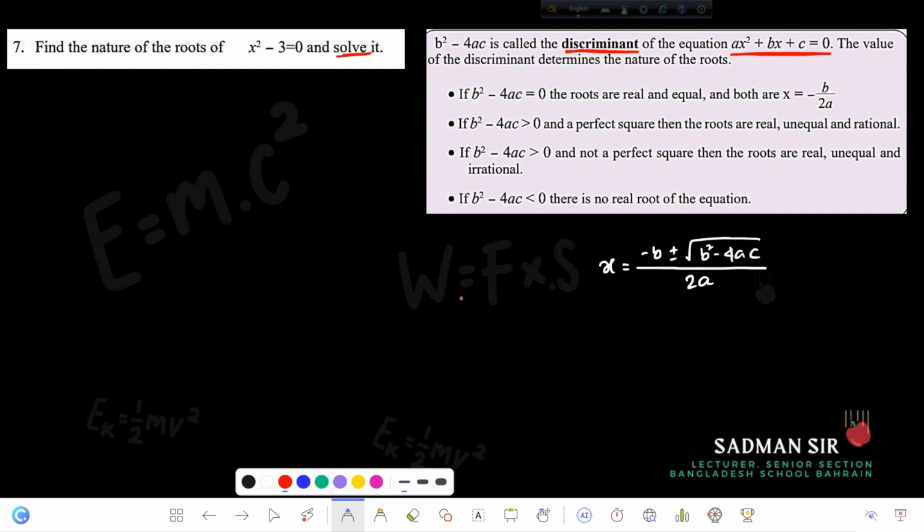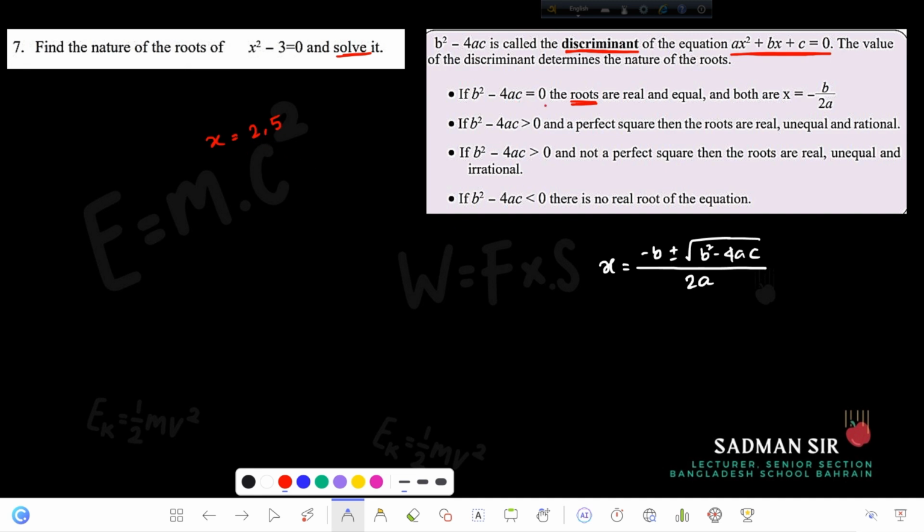Now some of you might be confused about the meaning of roots. Whenever we have a quadratic equation and we solve it, we get some values of x, right? For example, maybe the values of x we are getting are 2 and 5. These two are called the roots of that quadratic equation. I hope it is clear.